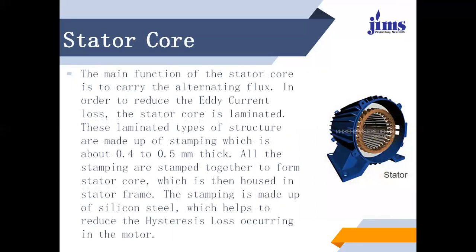Next, the stator core. The main function of the stator core is to carry the alternating flux. In order to reduce the eddy current loss, the stator core is laminated. These laminated structures are made up of stampings, which are about 0.4 to 0.5 mm thick. All the stampings are stamped together to form the stator core, which is then housed in the stator frame. The stamping is made up of silicon steel, which helps to reduce the hysteresis loss occurring within the motor.